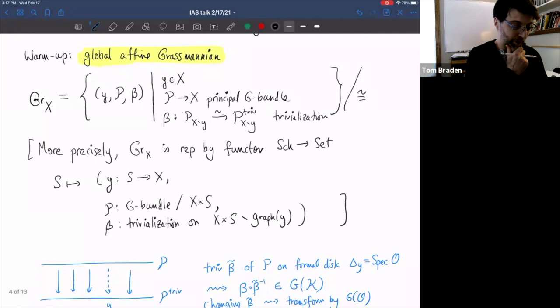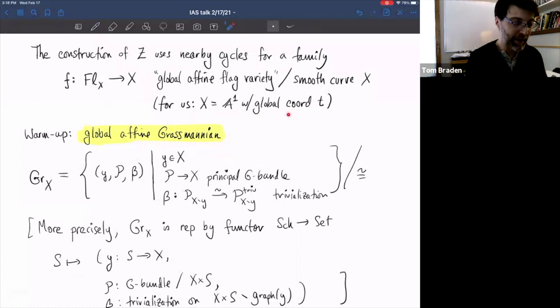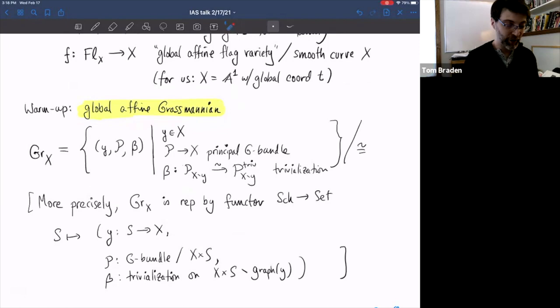Although we don't have to go full stacky version of this. So to begin with, I'm going to talk about this curve just being A1, with a standard choice of global coordinate t, so that just makes things a lot simpler to say. I'll say in a couple of places what you need to do this in general, but in order to construct the functor, this is perfectly good enough. So I'm not going to fuss about it too much, but you can read the paper if you want lots more details.